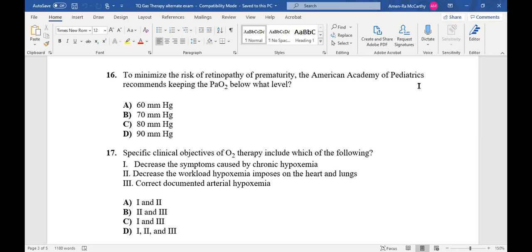Okay. Number 17. Who did I say 17 was? Miss Scott. Number 17. I was trying to figure this one out. I think A, 1 and 2. It does do that, but it does it all. Okay, the best choice would be all of those. Decrease the symptoms caused by chronic hypoxemia, because if you are hypoxic, you're going to have symptoms. It's going to treat the hypoxemia, and it's going to decrease the workload of the heart and the lungs. So it's all of those.